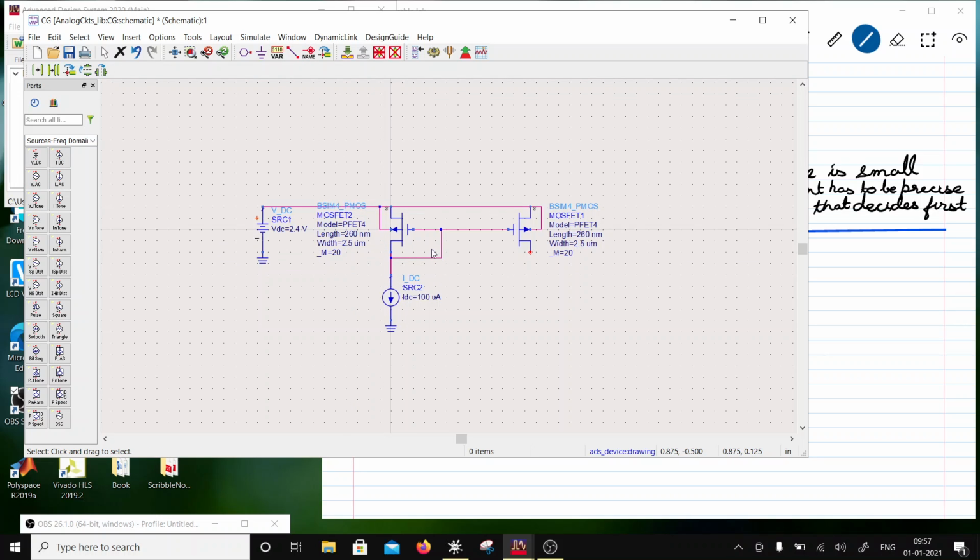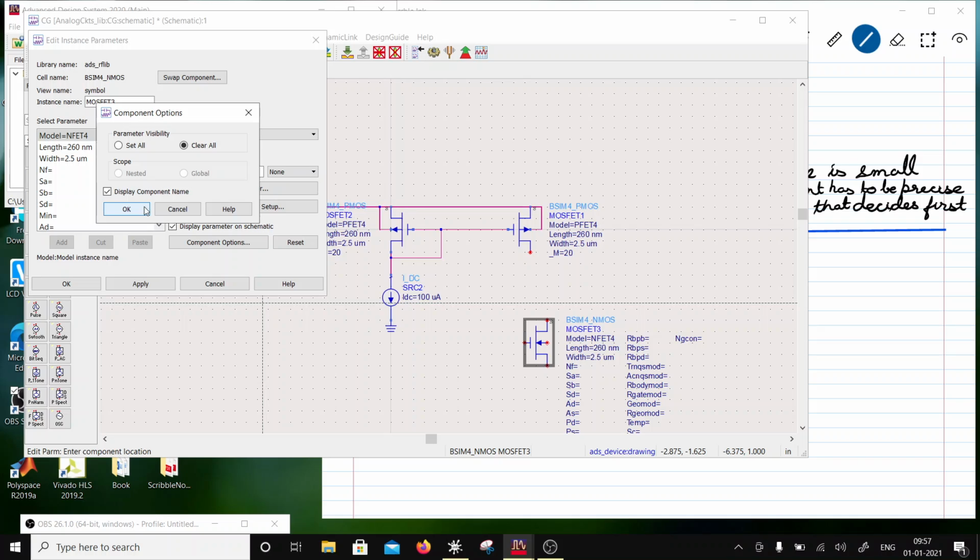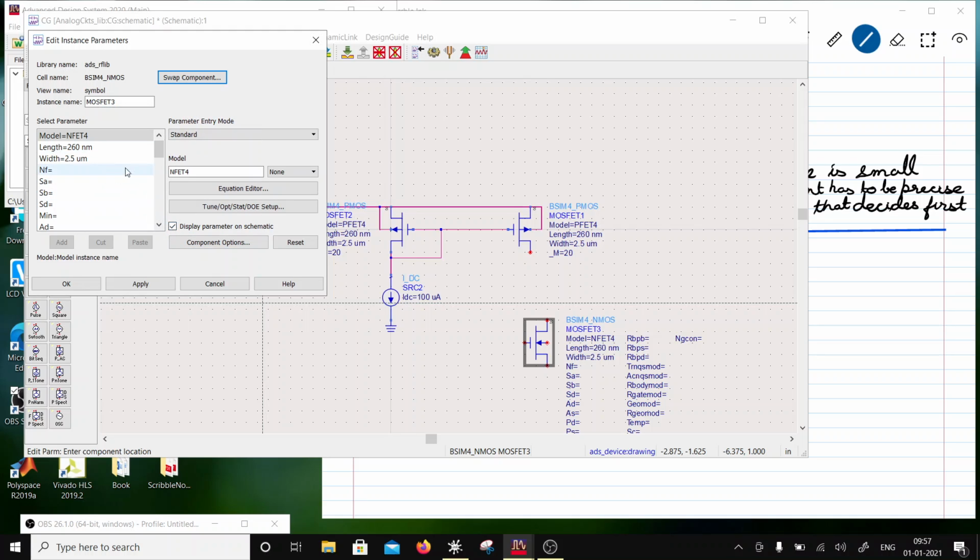With this out of the way, I am going to put the gain stage there. The gain stage is going to be the NMOS, so I am just going to make a copy of this, and then I will name this NMOS. Change the device model to be NFET4, and only display what I want. So I want to display the model, the length, the width per finger, and the number of fingers. Here the number of fingers I'm going to keep as 8.